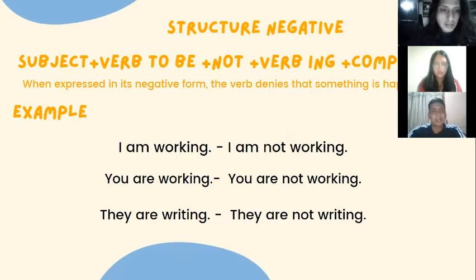Structure negative. Subject plus verb to be, plus not, plus verb plus ing, plus complement. When expressing it in its negative form, the verb tense says something is not happening now. For example, I am working, I am not working. You are working, you are not working. They are breathing, they are not breathing.